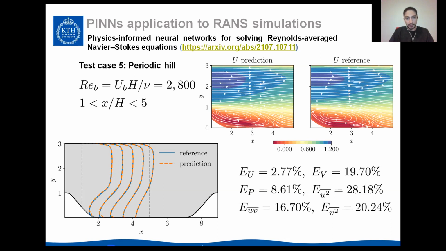We can see that the velocity profiles are captured very nicely. The error, for instance, for the streamwise velocity, is very low. For the wall normal direction it is a bit high, but less than 20%. So it's relatively good if you compare it with other turbulence models for RANS simulation. And all these terms for the Reynolds stress are captured with good accuracy.